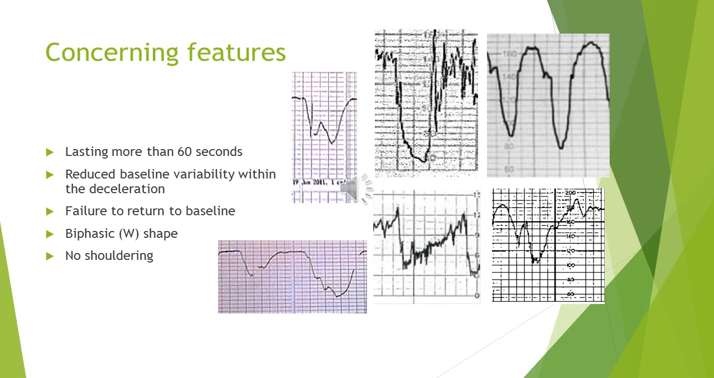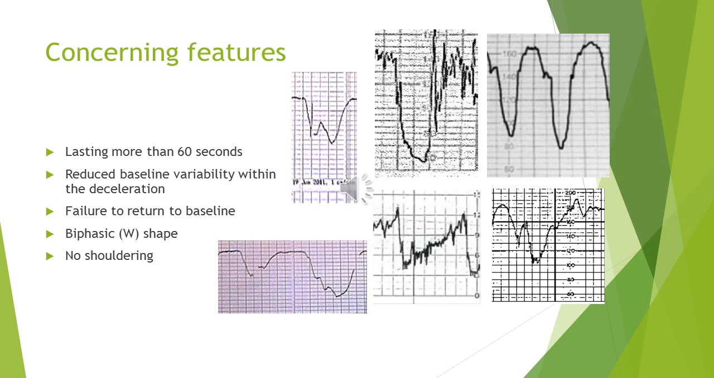Reduced baseline variability in deceleration. As you can see in all these figures, there is no oscillation actually. So the variability is just a straight line down and then a straight line up. If it is like that, it's a concerning feature. However, if there are some oscillations within these decelerations, so the baby is okay. But once these oscillations disappear, which means that there is no variability or reduced variability, this baby is not okay.